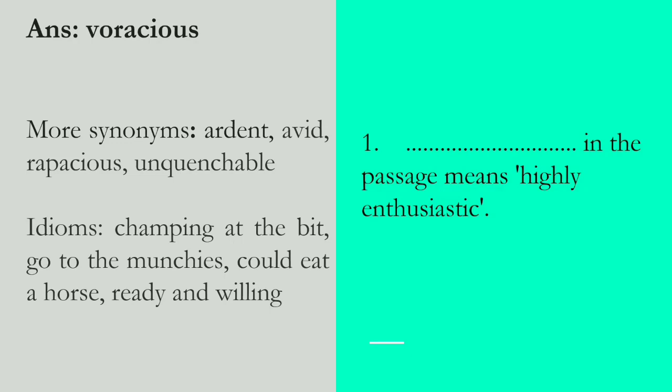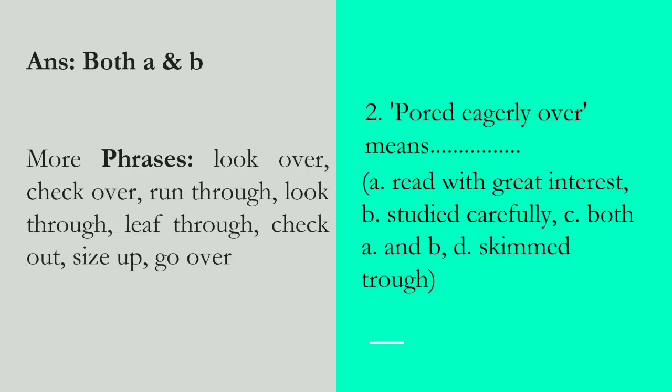Voracious means highly enthusiastic. Now coming to the second question, pored eagerly over means, and that too comes in the very first line of the passage. Raman was a voracious reader and pored eagerly over all books in his father's collection. So that means he looked into his father's books with great interest. Your options here are: read with great interest, studied carefully, both A and B, then skimmed through. Then the answer will be both A and B. Of course, he read with great interest and studied carefully.